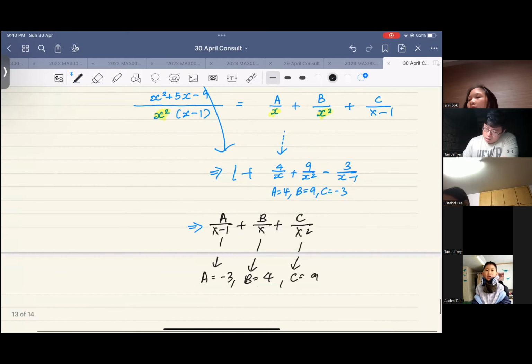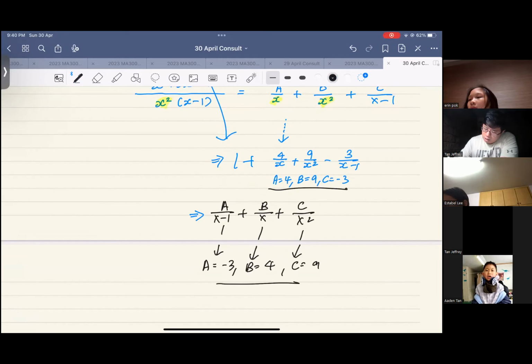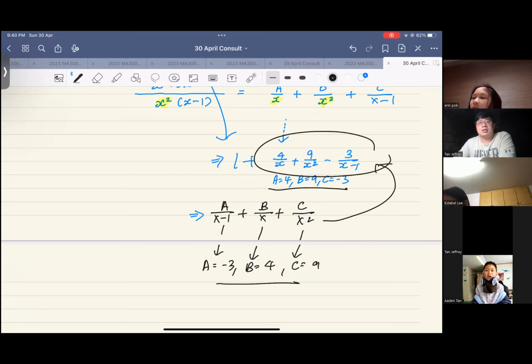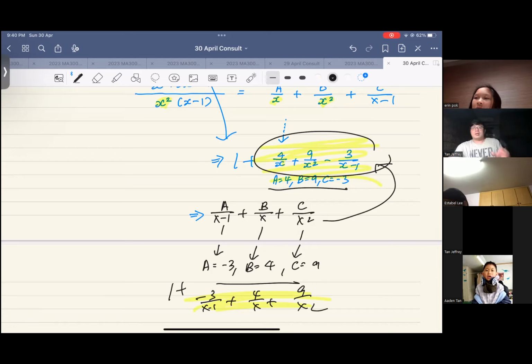But you realize that whatever you and I get, we both get the same answer. You'll get -3 over x minus 1 plus 4 over x plus 9 over x squared. See? Same, like two twin brothers, right? They are the same. Just remember to add a 1. So the coefficients, they are just dummy letters. It doesn't matter.